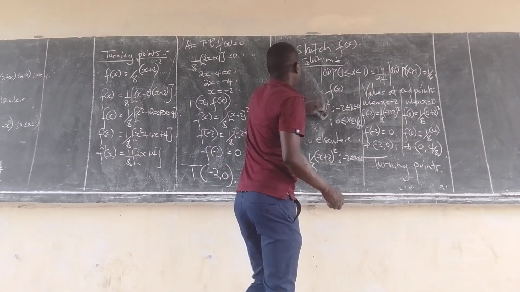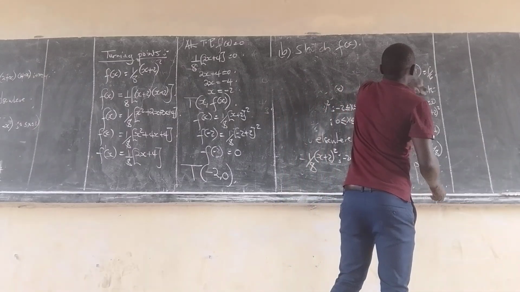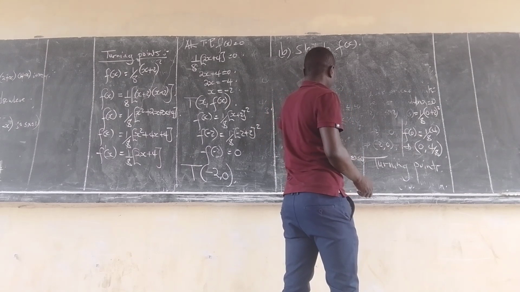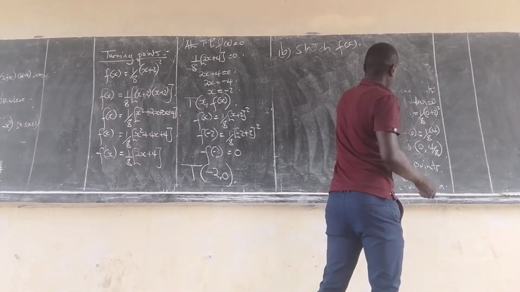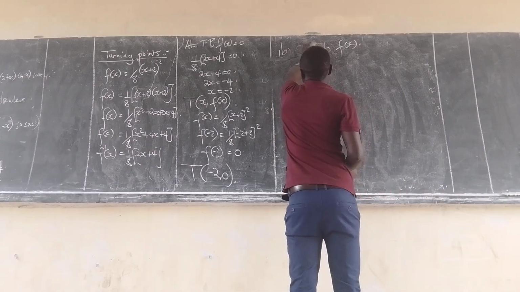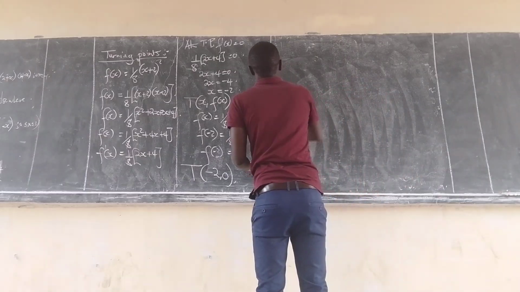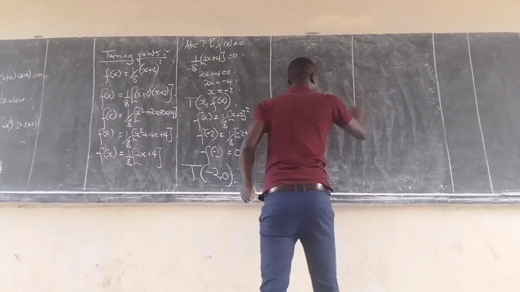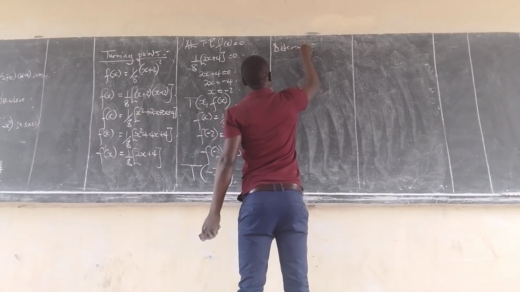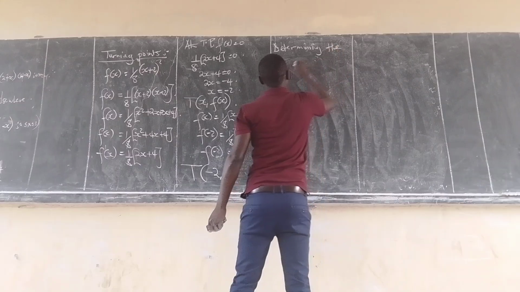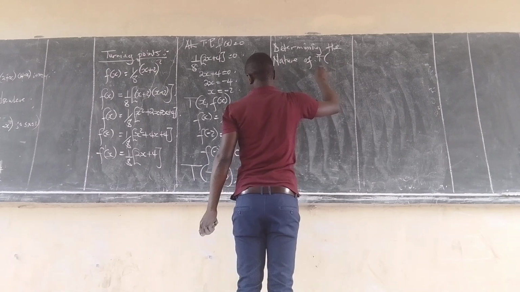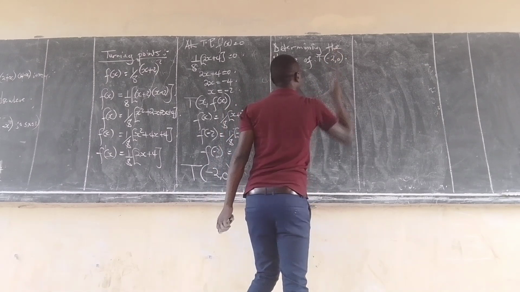So we are progressing after getting that. That's the turning point. Now we need its nature. We need the nature of our turning point. So to get the nature of the turning point, we are going to adopt one approach. We are now determining the nature of our turning point, which is negative 2, 0.